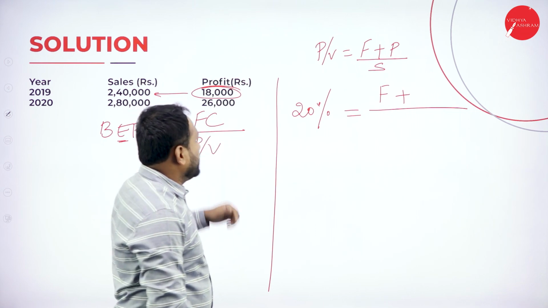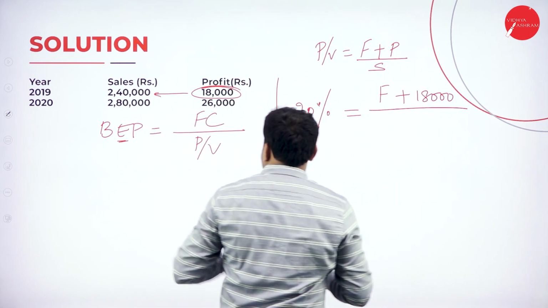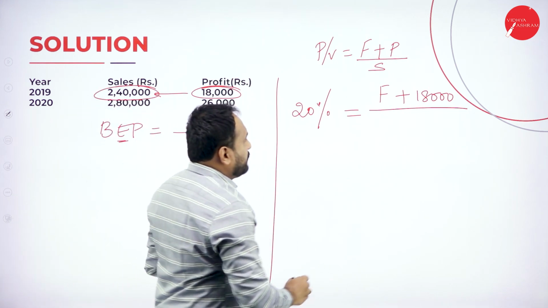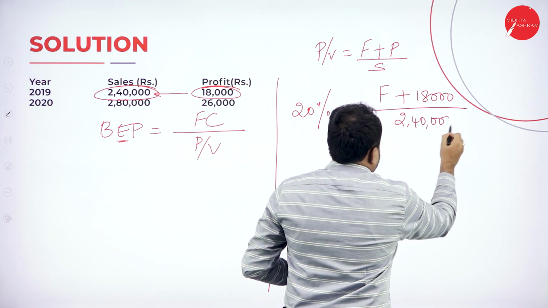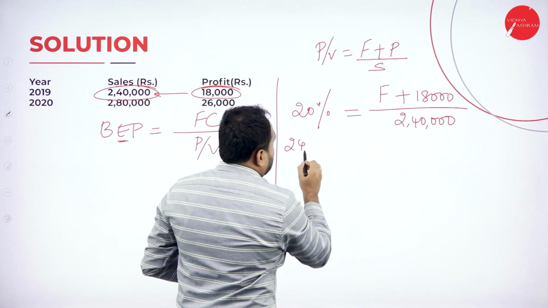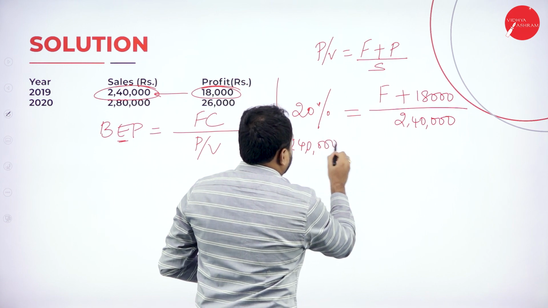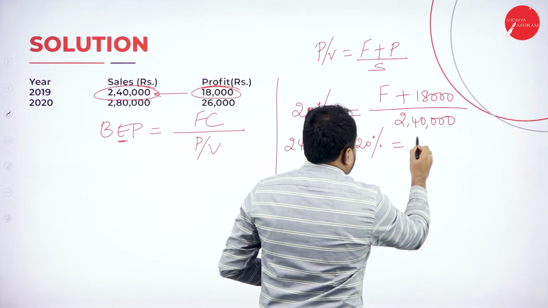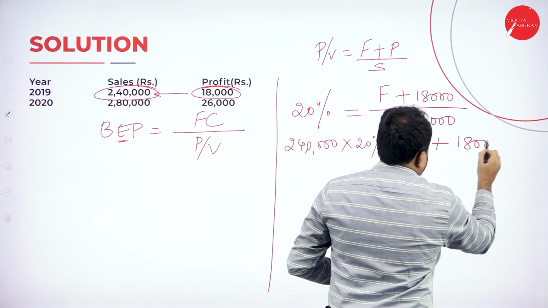Now I have taken the first one, that is 18,000, divided by the sales which I should take, 2,40,000. So sales is 2,40,000. Now I'll go with cross multiplication. Go with the steps, because you will get more step marks. 2,40,000 into 20% is equal to F plus 18,000.